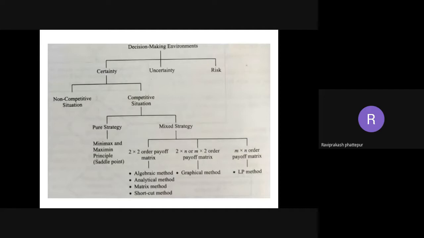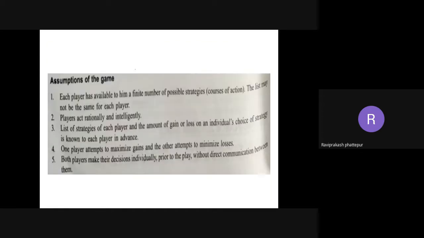Then the decision making environment: certainty, uncertainty, and risk; non-competitive and competitive situations. Under competitive, pure strategy and mixed strategy. Under pure strategy, use the maximin minimax principle, find the saddle point and finish the problem. If not, mixed strategy. If 2 cross 2, use the algebraic method, analytical method, matrix method, and shortcut method. If it is 2 into n or m into 2, we have to go for the graphical method. If it is m into n order, then we have to go for linear programming problems.